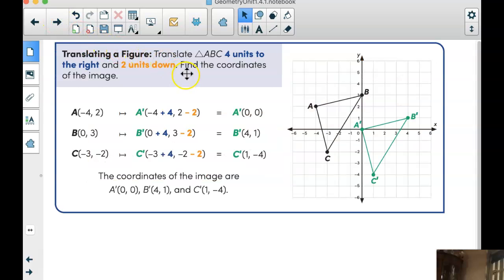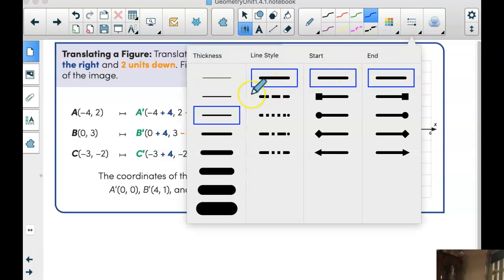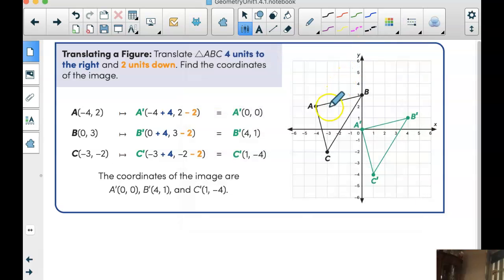Translating a figure. Translate triangle ABC 4 units to the right and 2 units down. Okay? 4 to the right and 2 down. Let's do it. Okay, we want to make that a little smaller. All right, so I'm taking point C. I'm going down a 1, and a 1, and a 2, and a 3.